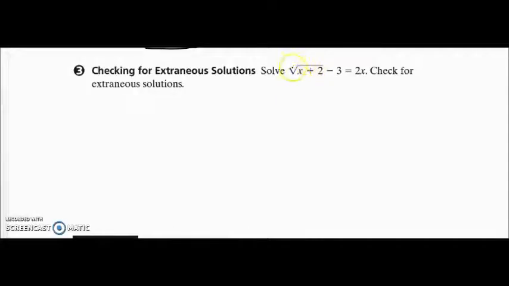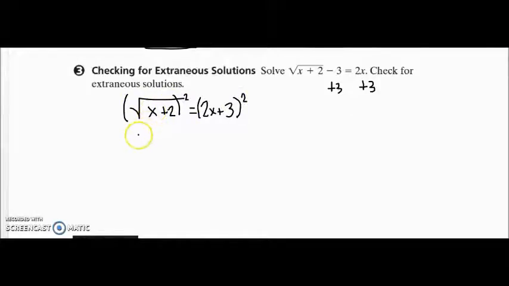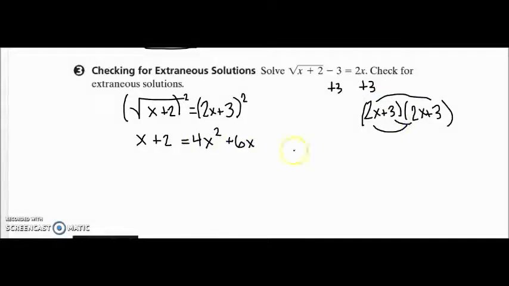So once again, we're going to get this square root all by itself. So we're going to add 3 to both sides. And now to get rid of the square root, we're going to square both sides. The left-hand side is just going to be x plus 2. And the right-hand side is really 2x plus 3 times 2x plus 3, because it's 2x plus 3 squared. So we're just going to FOIL. We can combine like terms.